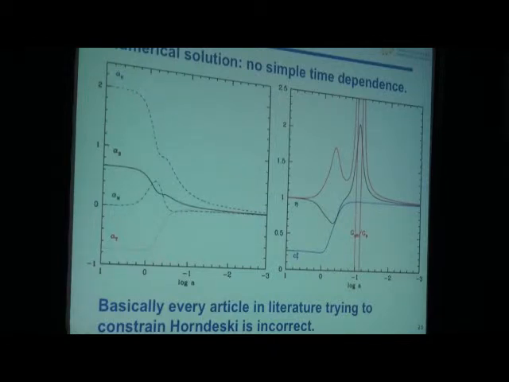They are not simple functions of time. You cannot write one or two parameters down to describe them. Here are the observational functions. Here is the gravitational slip. Here's the tensor wave propagation speed. And here's the gravitational coupling.